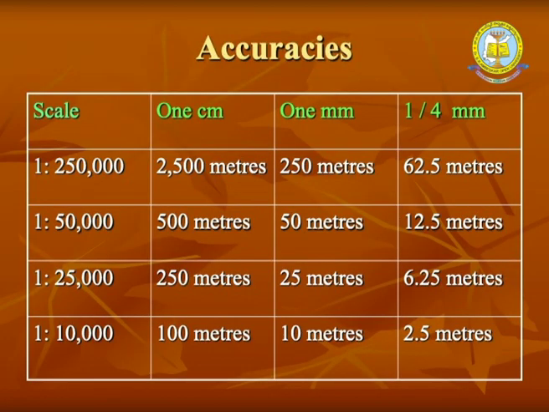But if you are doing a survey in an urban area where land is very, very valuable, you have to go much better than 1 is to 10,000 scale. Now, if you see in the slide, 1 is to 10,000 scale gives you an accuracy of 2.5 meters. So, 2.5 meter is also very, very valuable in an urban environment, especially where precision is required.